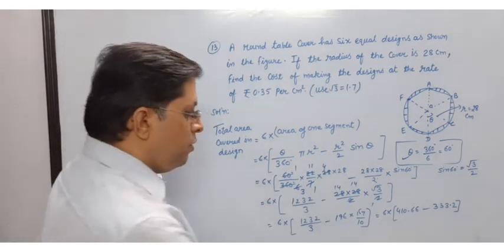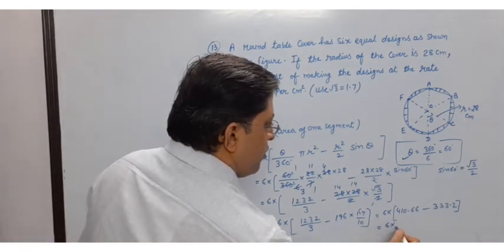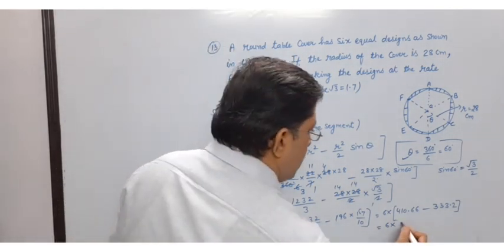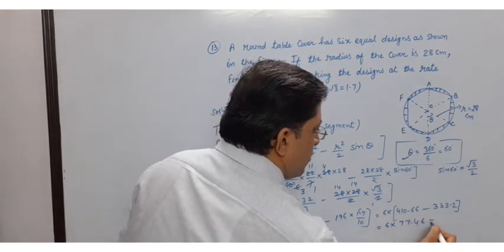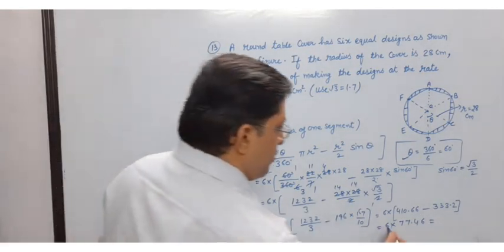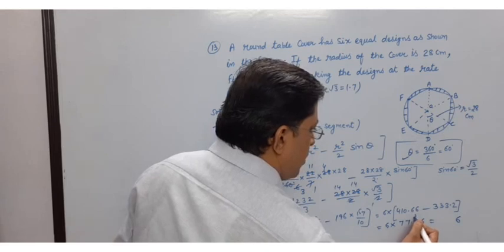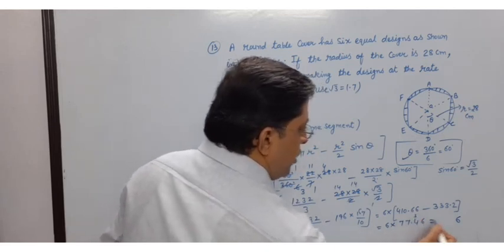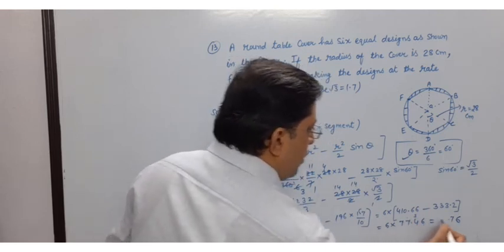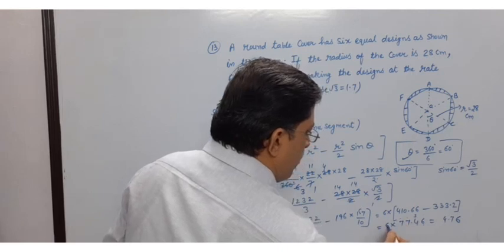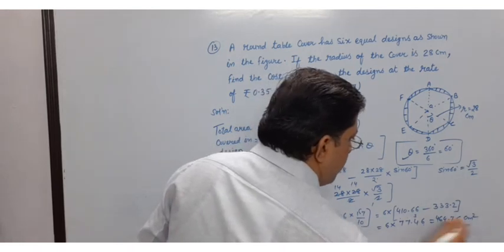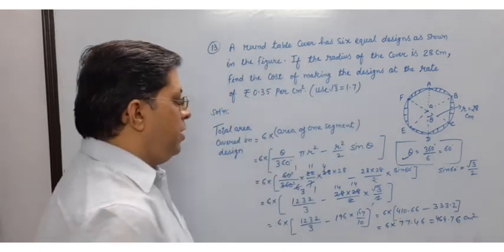Okay, then what will come? See, 6 into, after subtracting. If I subtract it, what will I get? 77.46. Okay, and multiply it by 6. 6 6s are 36, 3. 6 4s are 24 and 3 is 27, 2. 7 6s are 42 and 2 is 44, 4. 7 6s are 42 and 4 is 46. 464.76 centimeter square. This area is there.